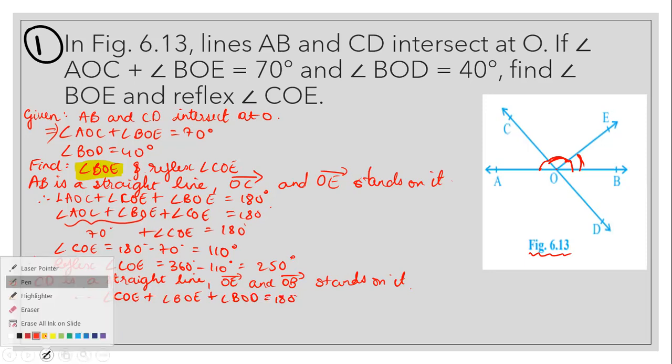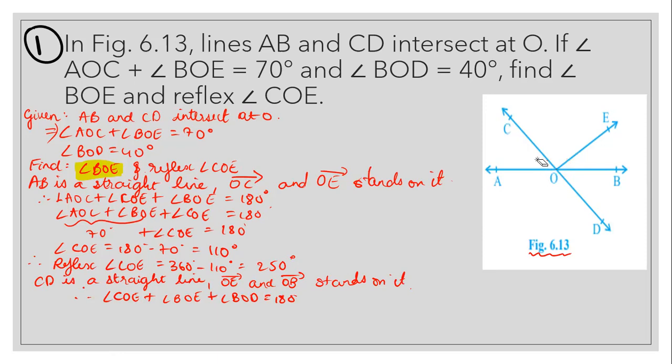Let me just point that out in the figure. Angle COE, that is this angle, plus angle BOE, that is this angle, plus angle BOD will give us 180 degrees. This whole thing will give us 180 degrees. Therefore, we've got it by the straight angle property. In the brackets you can mention straight angle. Here also you can say straight angle.